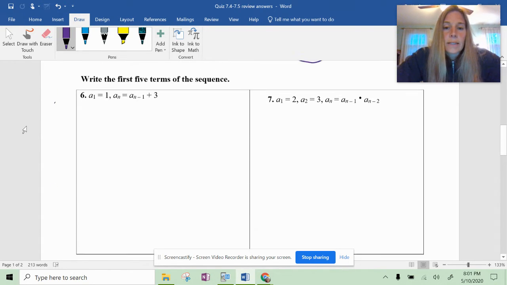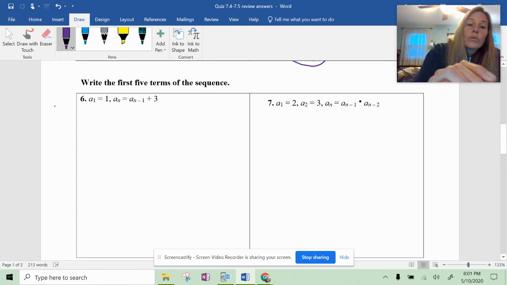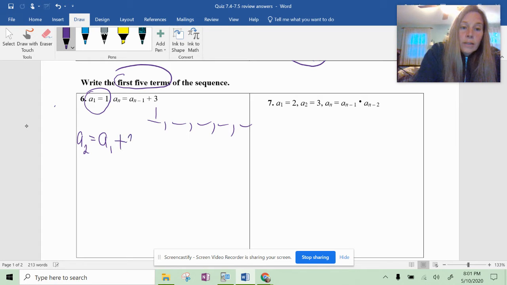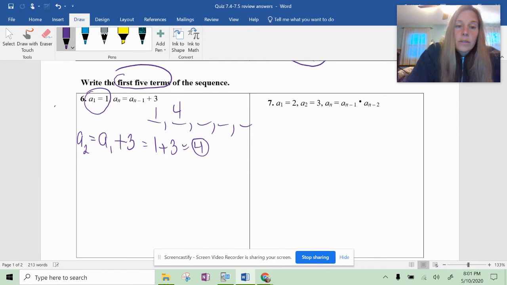Okay, so for number 6 and 7, we're now going into using the recursive rules, and it wants the first 5 terms. So if we're doing the first 5 terms, your final answer is going to be something like a sequence. Now we already know the first term is 1 because that one was given to us. So now if I want to find the second term, I'm going to have to take my a sub n minus 1, which just means it's 1 before it. So if I'm finding my second term, my a sub 2, then that's going to be a sub 1 plus 3. Now we know a sub 1 is 1, and 1 plus 3 equals 4. So that would be the second term in the sequence.